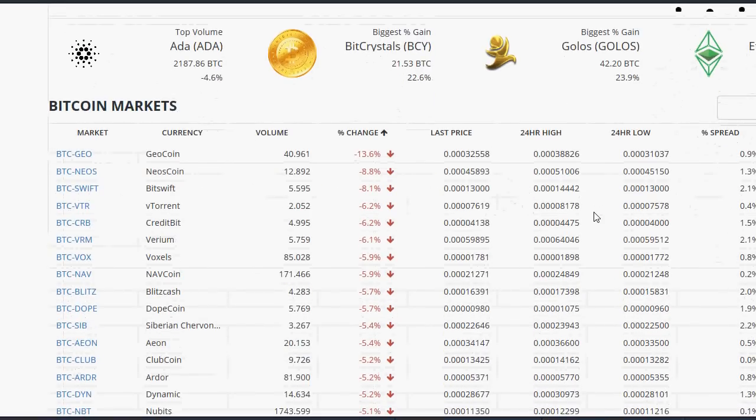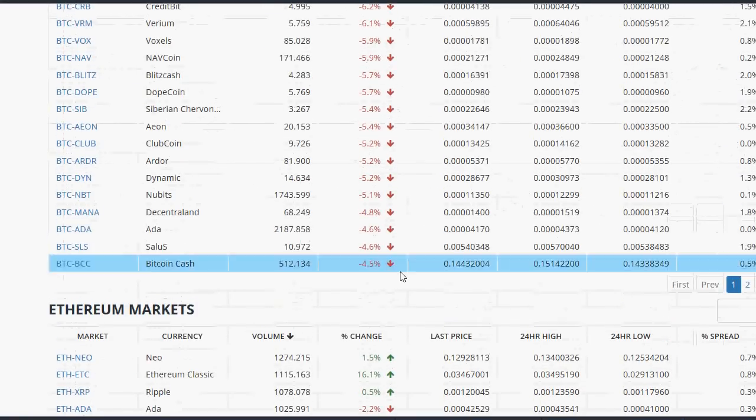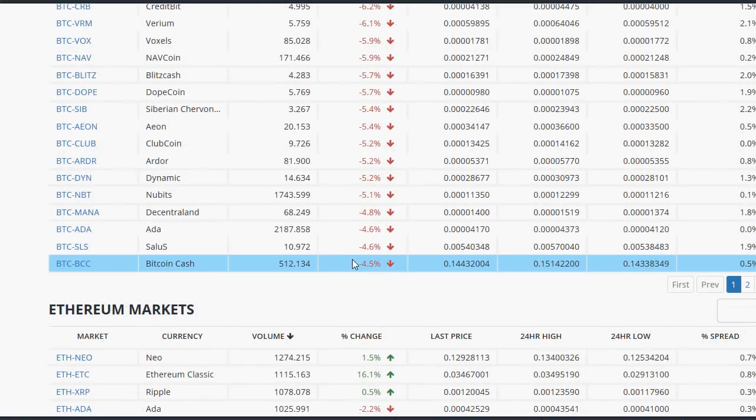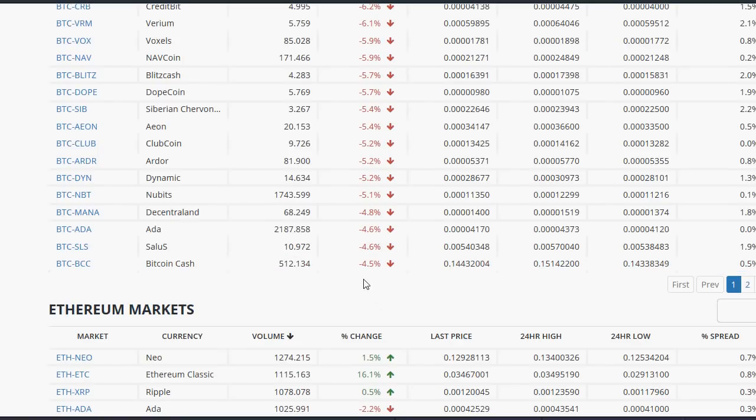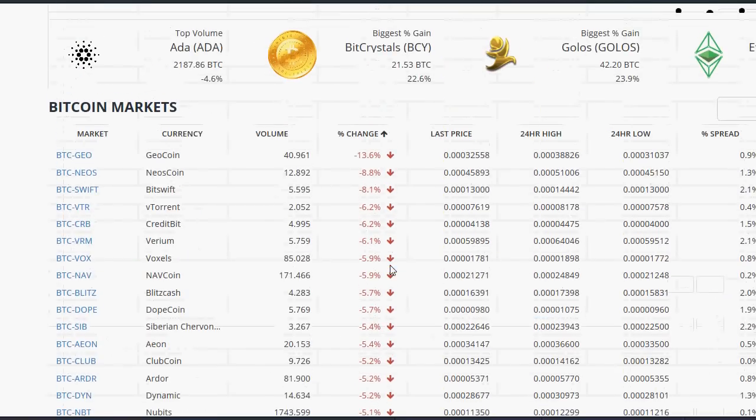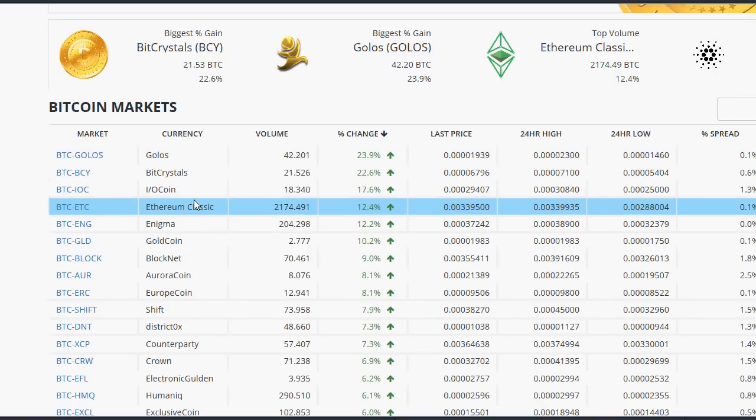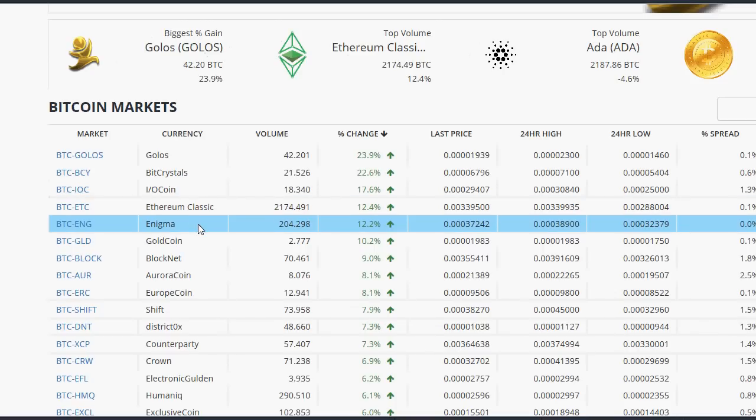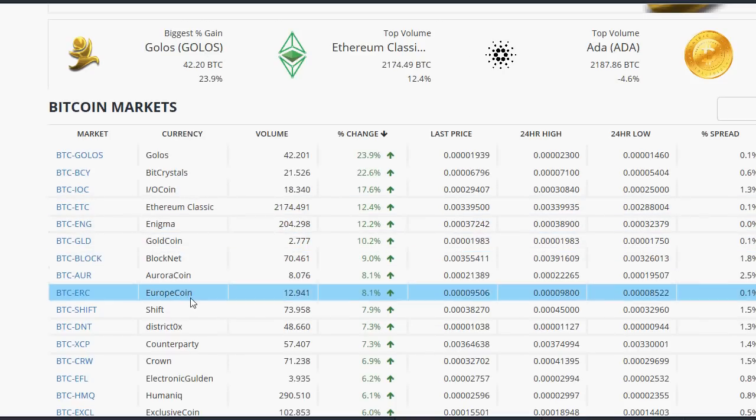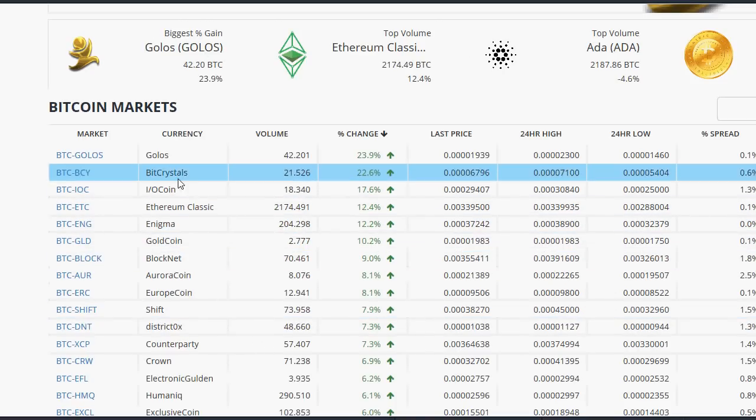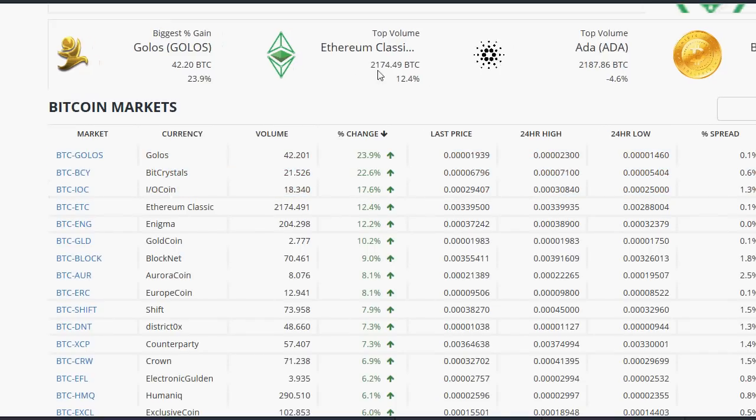Geocoin is the only one down in double-digit percentages. The best of the page one losers is down 4.5%. The top gainer, Golos. I don't own any of those. I don't own any Bit crystals. I own IO coin. I should own Ethereum Classic, but I don't. I don't own many of these coins in here, actually, which is fine. I'll take a look at the top three: Golos, Bit crystals, and IOC.